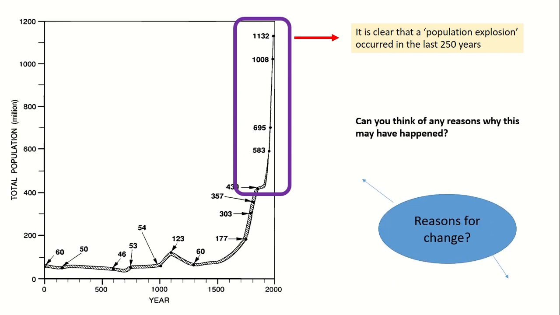And again, a little quick pause. Can you think of any reasons why this may have happened? So why or what might have changed in China that meant their population exploded and grew so rapidly in that short space of time?